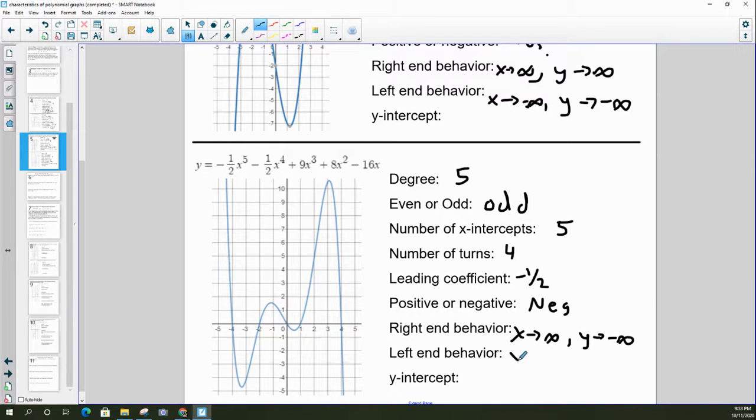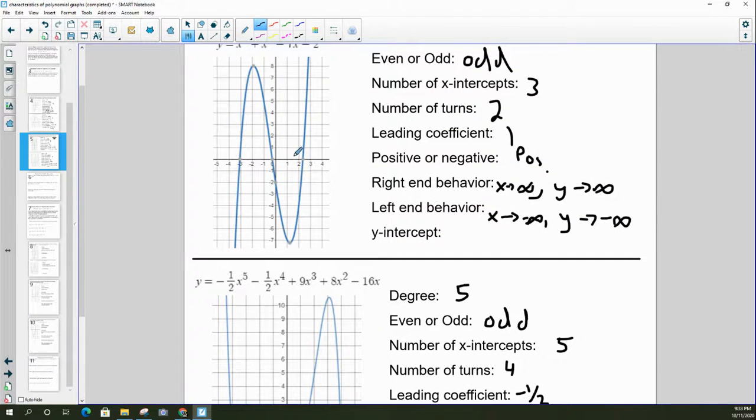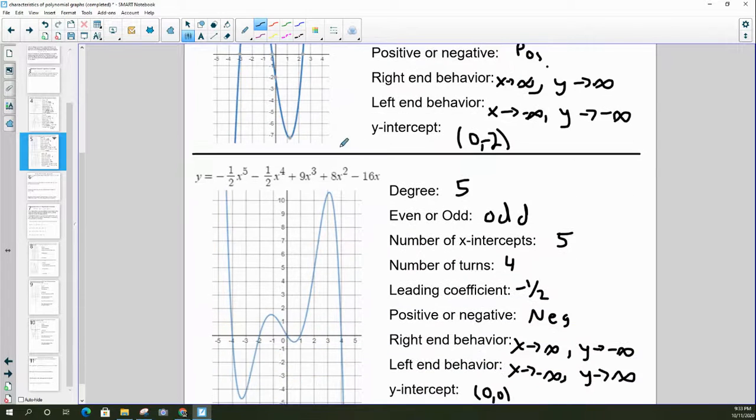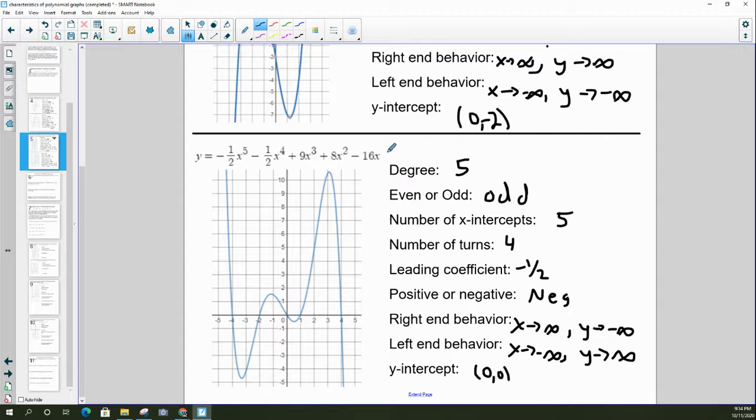Okay, left hand behavior. As x approaches negative infinity, here it is getting very big. So our left end behavior is the opposite, and that's positive infinity. The y-intercept here is 0, 0. And it looks like I forgot to do that on the top one here. Here the y-intercept was negative 2, 0, negative 2. And how do those relate to the graph or the equation of the graph, really?